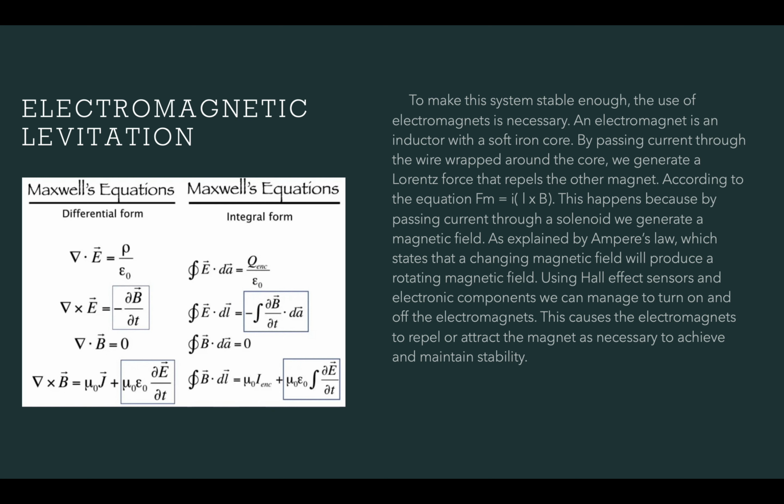So basically, we can control the electromagnets by turning the current on and off. Using Hall effect sensors and electronic components, we can manage to turn on and off the electromagnets. That kind of gives a balance to the system. This causes the electromagnets to repel or attract the magnet as necessary to achieve and maintain stability.